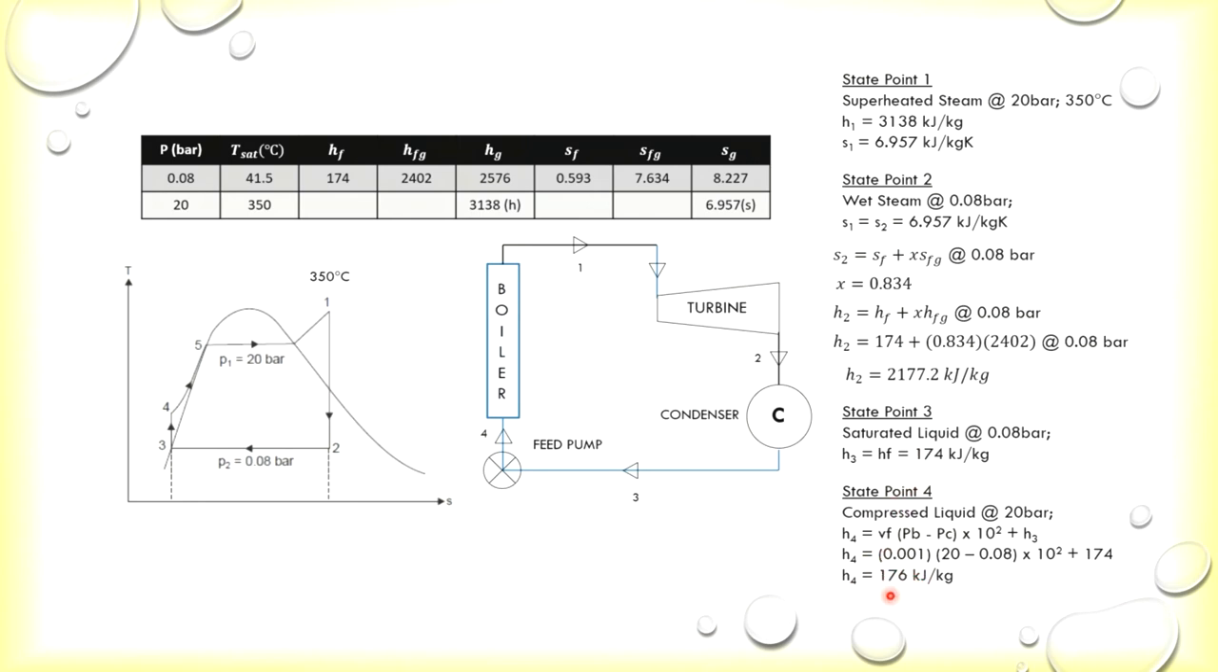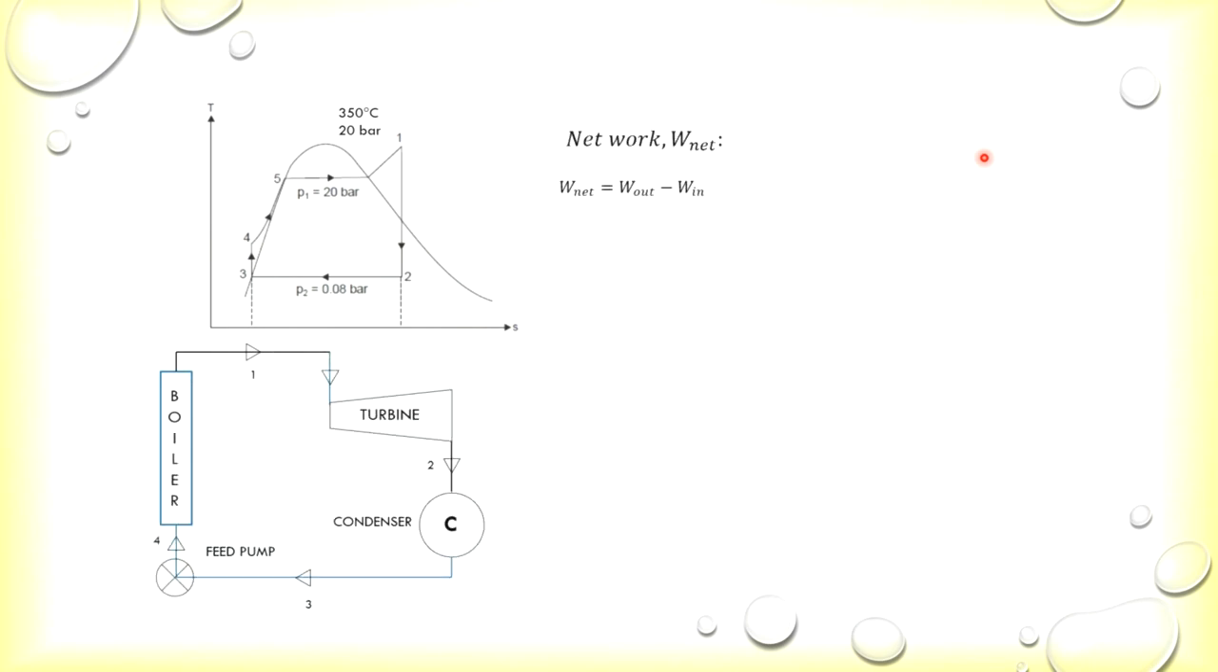So you can see the difference is very small, there's only 2. So 1, 2, 3, and 4, we have already got the enthalpy for all the respective points. After that, we need to know the net work out because we need to find the Rankine efficiency and the specific steam consumption.